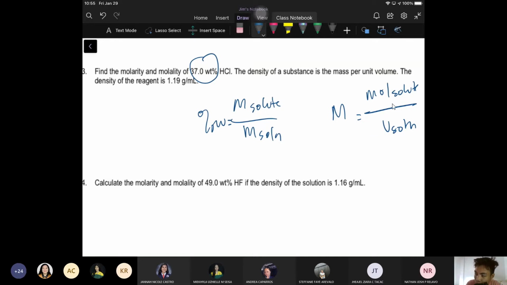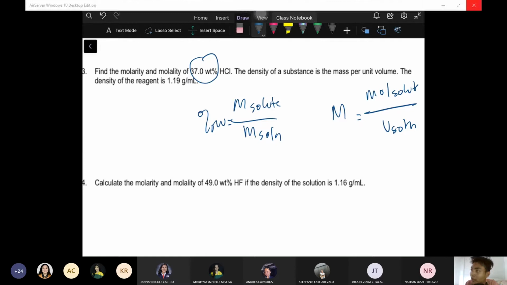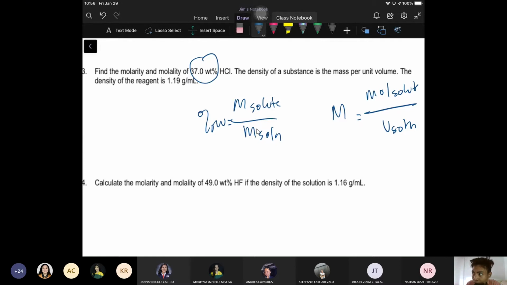Can we convert mass to mole? Pwede. Ano lang gagawin nyo? Divide mo lang sa molar mass. Okay? So, ganun lang gagawin natin. Sa denominator, you have the mass of solution. Pagdating sa molarity, you need volume of solution. Is there a way to convert the mass into volume?